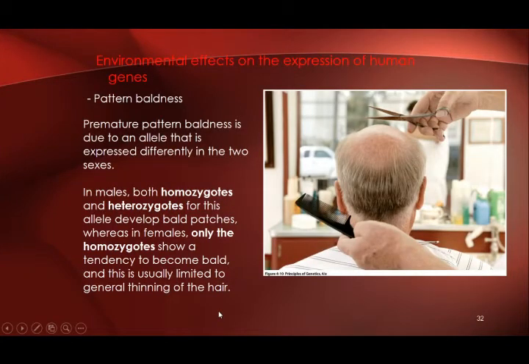Environmental effects on the expression of human genes. So for example, pattern baldness. So the premature pattern baldness is due to an allele that is expressed differently in the two sexes. In males, both homozygotes and heterozygotes will develop bald patches, but in females, only the homozygotes show a tendency to become bald. And the baldness is just a general thinning of the hair.